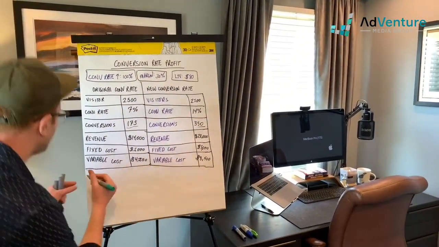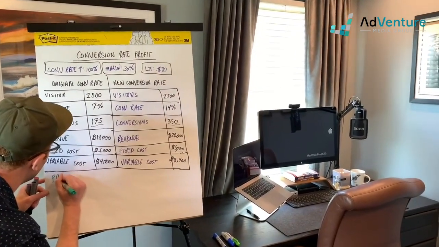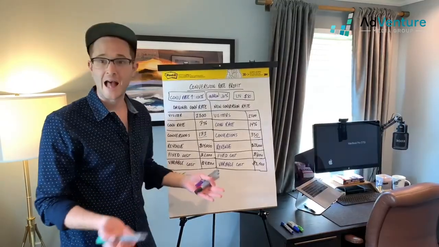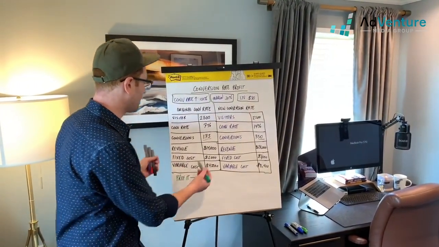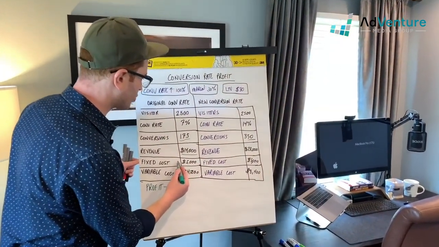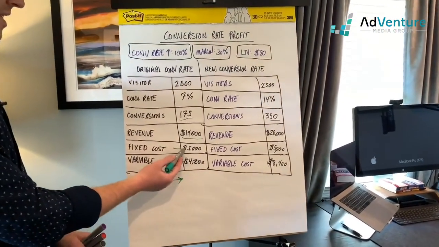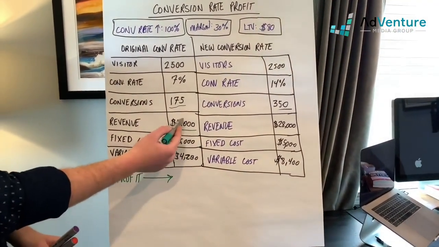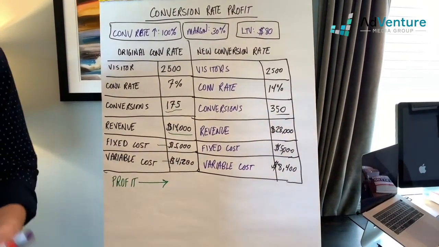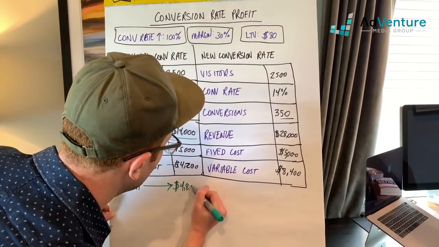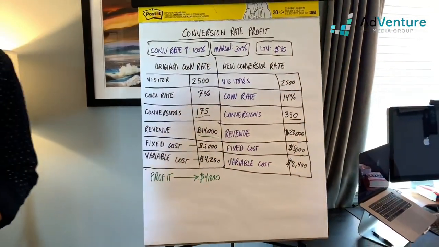Down here we're going to put the profit of these two scenarios, okay? To calculate profit, obviously we just take our revenue and subtract our fixed cost and our variable cost, right? So our fixed and variable cost together over here is $9,200. You subtract $9,200 from $14,000, right? And what do you get? Do the math. $4,800, okay? That is our profit in this scenario.